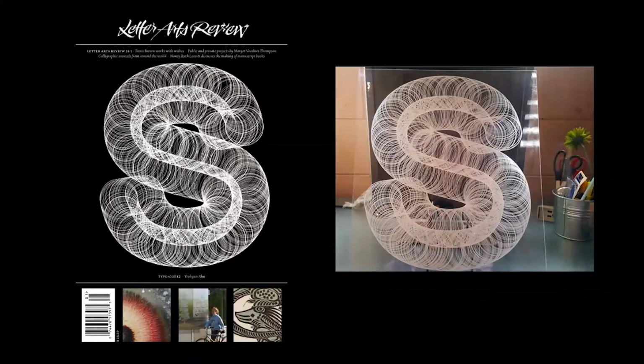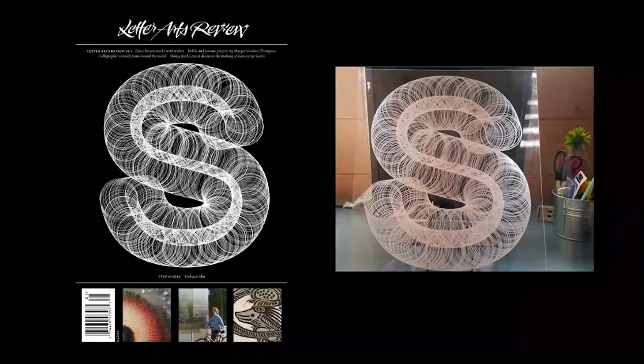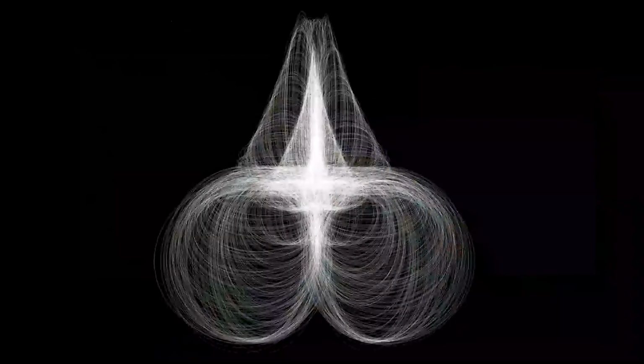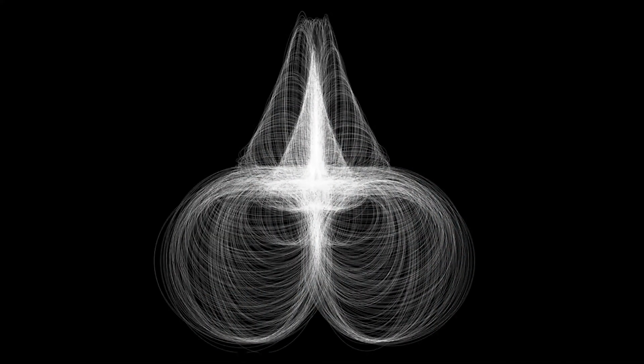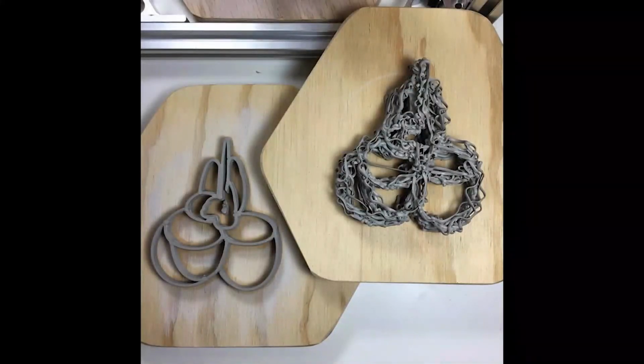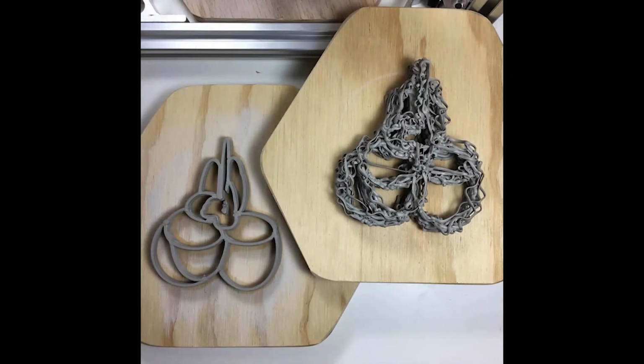The typography S was engraved on acrylic by using laser cutters in 2014. This is Erotica A. It reminds us of a certain area of the body. It was a collaboration with Taegyeom Lee, assistant professor of graphic design at Iowa State University, by using a Delta 3D printer and porcelain. That's a ceramic material.